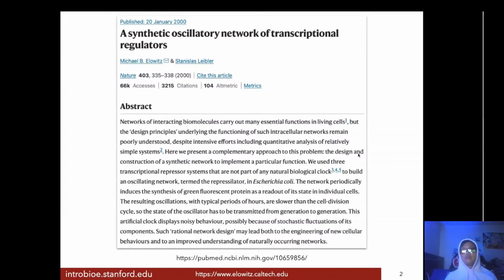We used 3 transcription repressors that are not part of any natural biological clock to build an oscillating network termed the repressilator. And that's a good claim. So let's highlight that. Any other claims? The network periodically induces synthesis of a green protein as a readout of the clock, and the resulting oscillations, which are typically hours long, are slower than the cell division. Okay, interesting. So the state of the clock is transmitted, and this clock displays noisy behavior, possibly because of stochastic, which means random, fluctuations of its components.